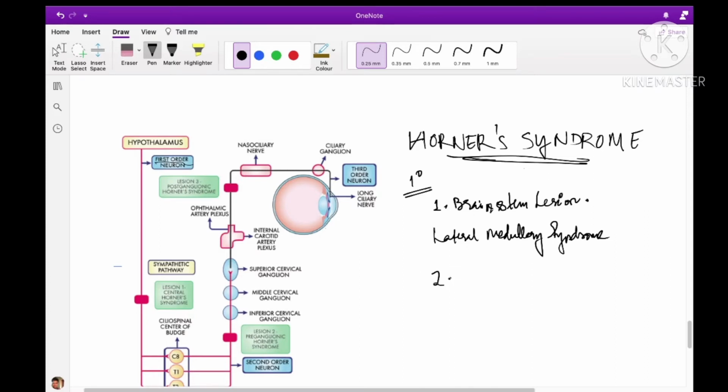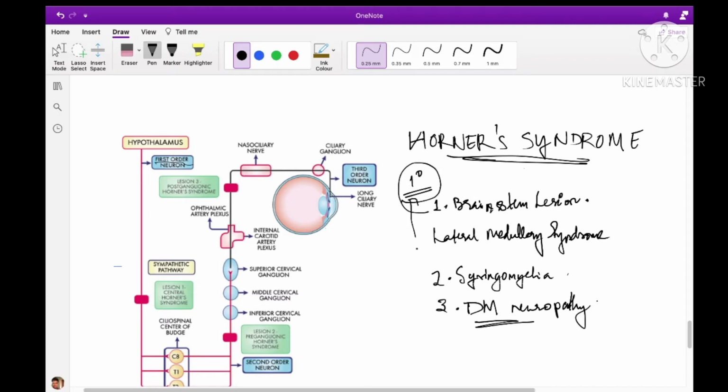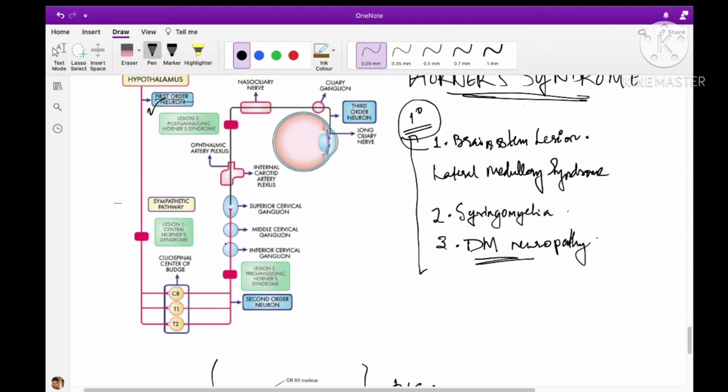Next is syringomyelia, involvement of the spinal cord. Again, third one is diabetic neuropathy. So, these are some of the causes of Horner syndrome when the first order neuron is involved. It's the central Horner syndrome.